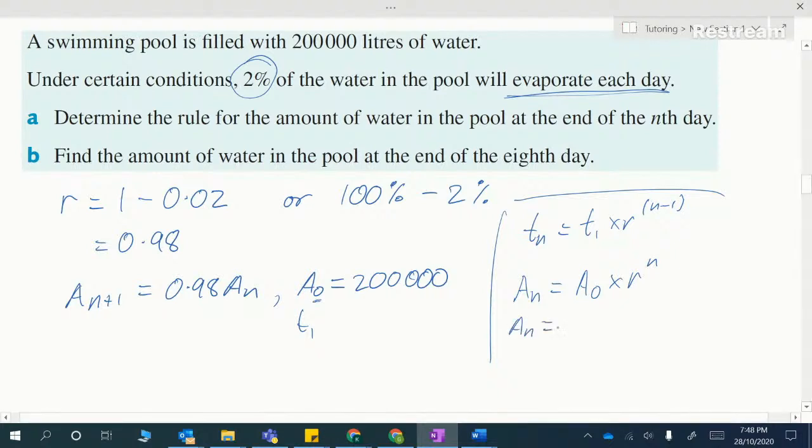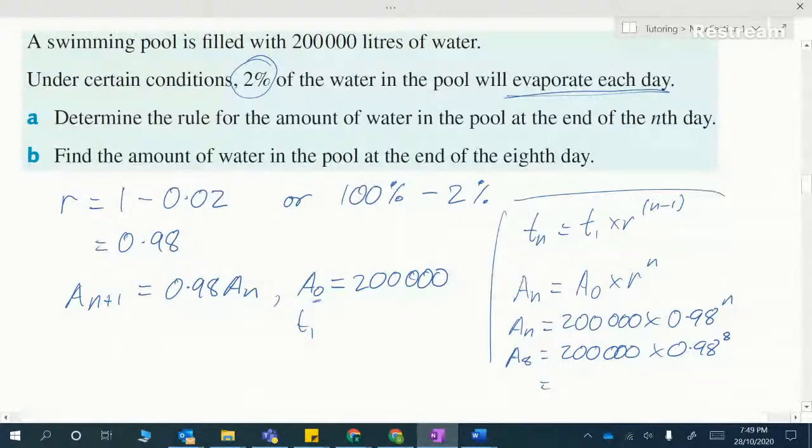So that would mean that an is going to be like that. And then if you wanted to know the eighth day, it would be to the power of 8, like that. Okay, but if you were doing the other one, you'd have to use, this is the one I'm going to use though, because that makes the most sense to me. Because if you were using the first version, you'd have to call the eighth day the ninth term, which just is confusing to me. So I like using zero.